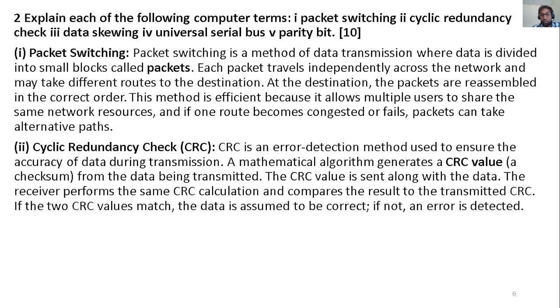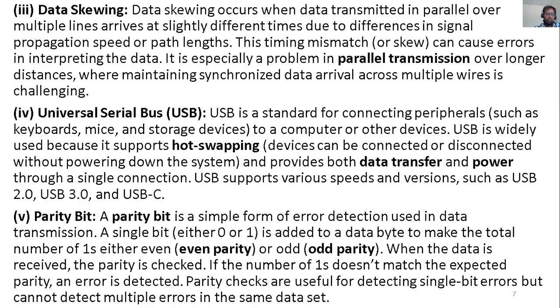CRC is an error checking method used to ensure the accuracy of data during transmission. A mathematical algorithm generates a CRC value, like a checksum, from the data being transmitted. The CRC value is sent along with the data. The receiver performs the same CRC calculation and compares the result to the transmitted CRC. If the two CRC values match, the data is assumed to be correct, just like a checksum.